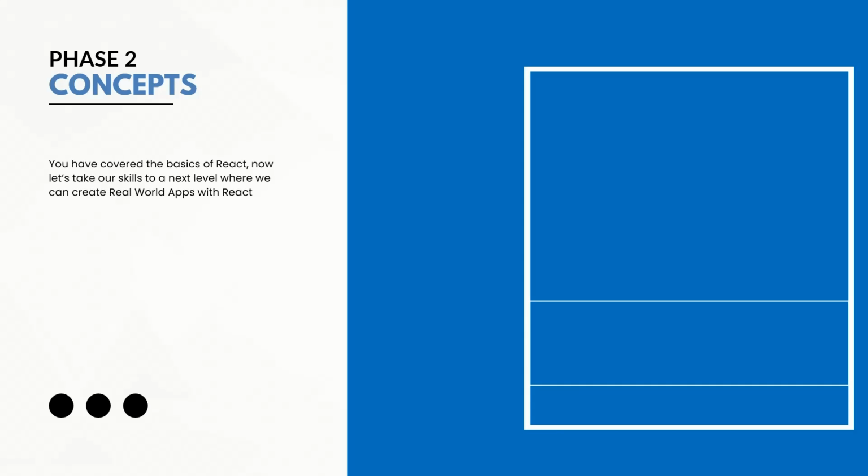Now we have covered the basics of React, and now we have to take our skills to the next level. Inside phase 2, you will get an understanding of how we can build real world applications with React. You will get to know the concepts which are required for that, and some of the performance optimizations with React. So phase 2 covers the important concepts which are used in the day-to-day life of a front-end developer.